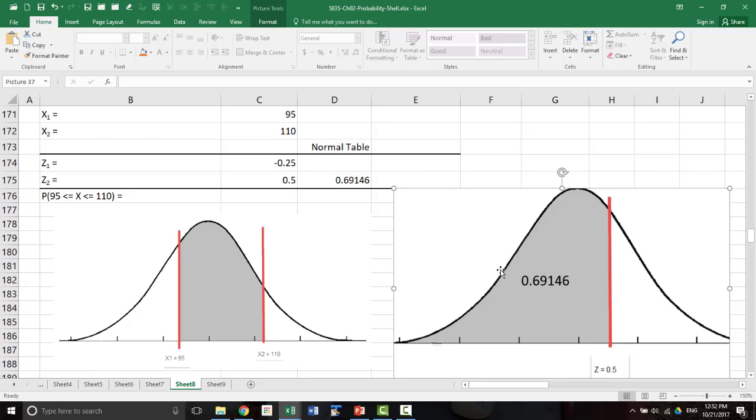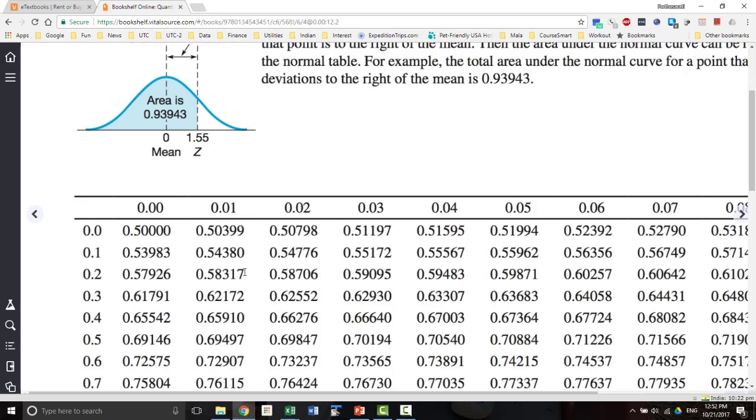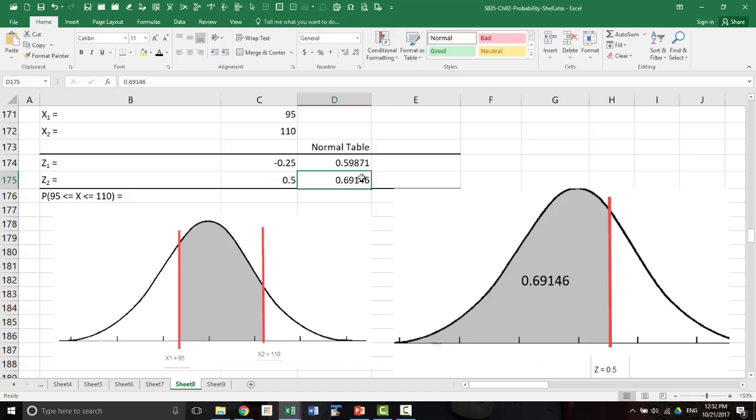All right, so now we need to get rid of that part. So what is that probability? Okay, so we have negative 0.25. If you drop the negative and look up the table value, 0.25 is this, 0.59871. But what is 0.59871?